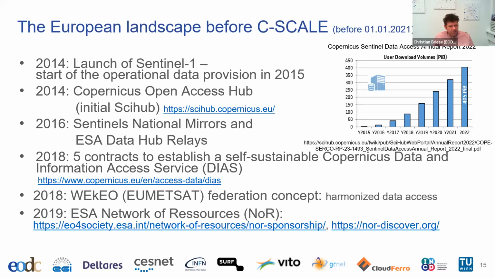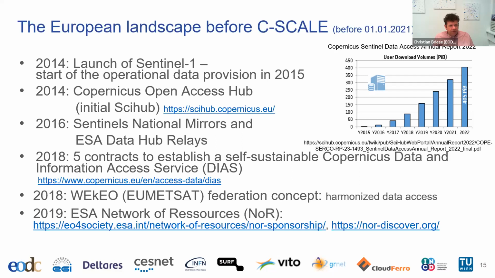In order to support this increase, there were also, in 2016, the Sentinel national mirrors that further distribute the data, supported by so-called ESA Data Hub relay activities, where the national countries within ESA got priority access to the data and could further distribute the data towards the national member states. So, for example, also in Austria, we have set up such a data infrastructure possibility in order to serve the Austrian users with an additional data access mechanism.